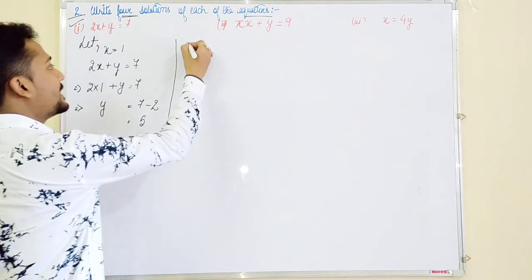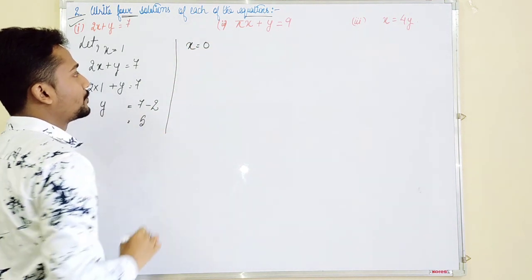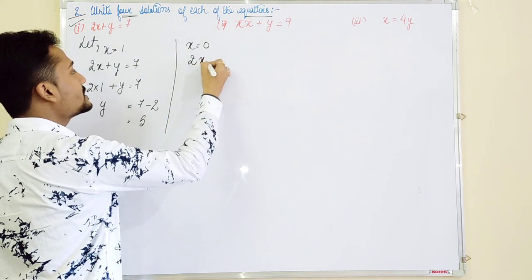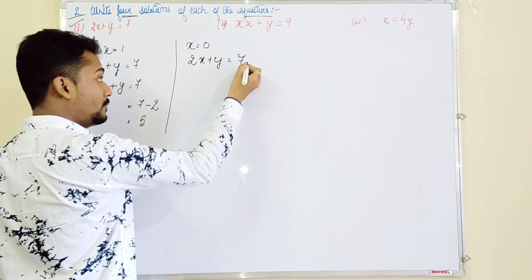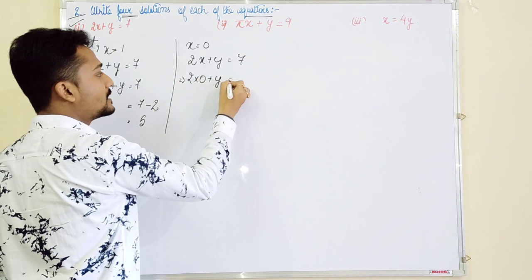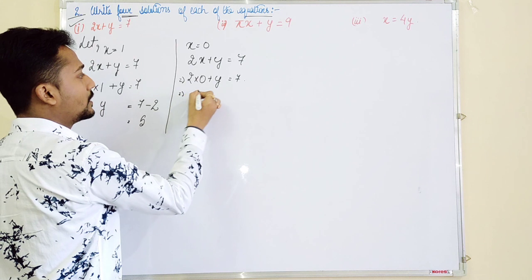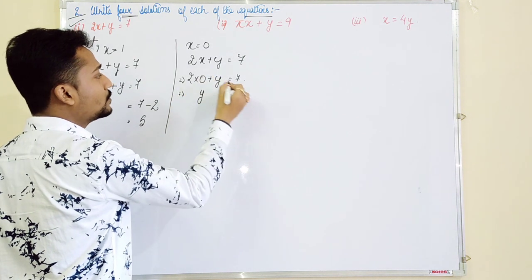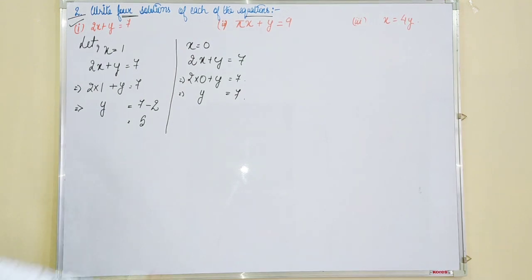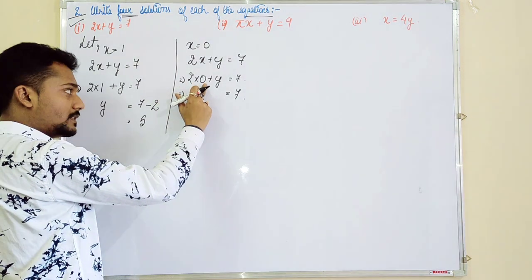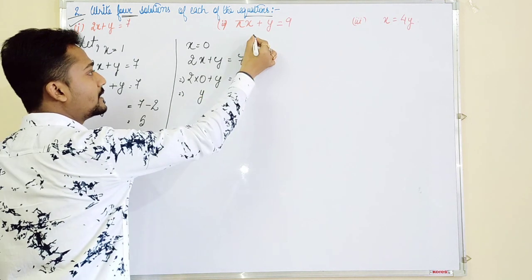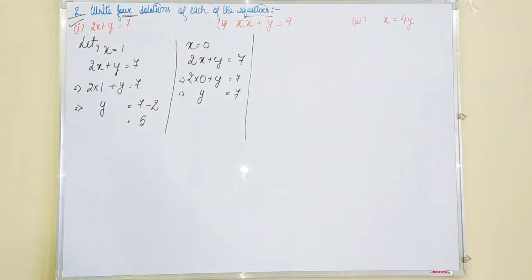Then again, if we take x is equal to 0. If I take x is equal to 0, then 2x plus y is equal to 7, isn't it? 2 into 0 plus y is equal to 7, which gives y is equal to 7. 2 into 0 is equal to 0, that means it will be removed. y will be equal to 7. This is the second.